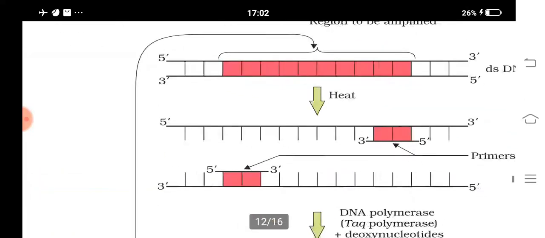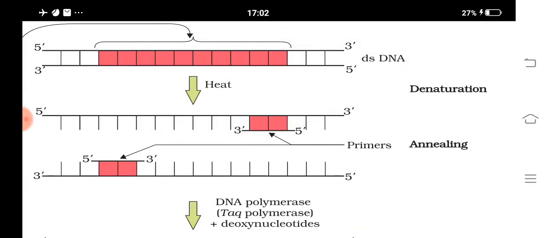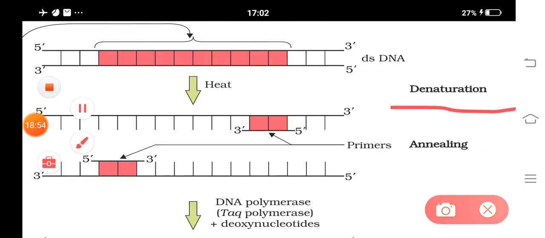The first step is denaturation, and denaturation needs what? High temperature. Understood? You have studied that when we give high temperature, the DNA strands, which are joined by H bonds, will have those H bonds broken, and the two strands will be separated. That process is known as denaturation.